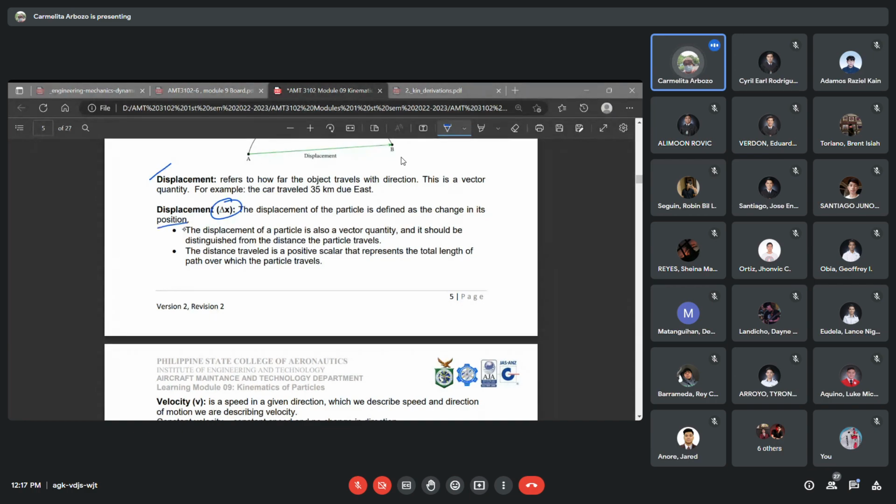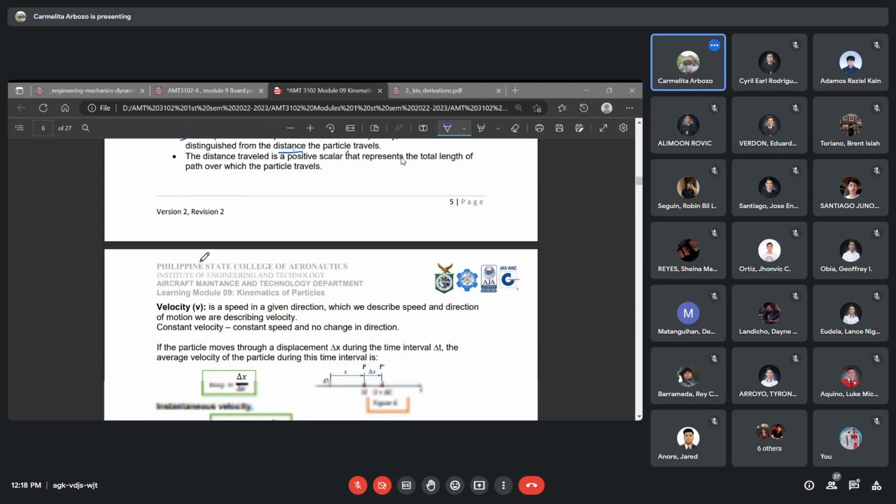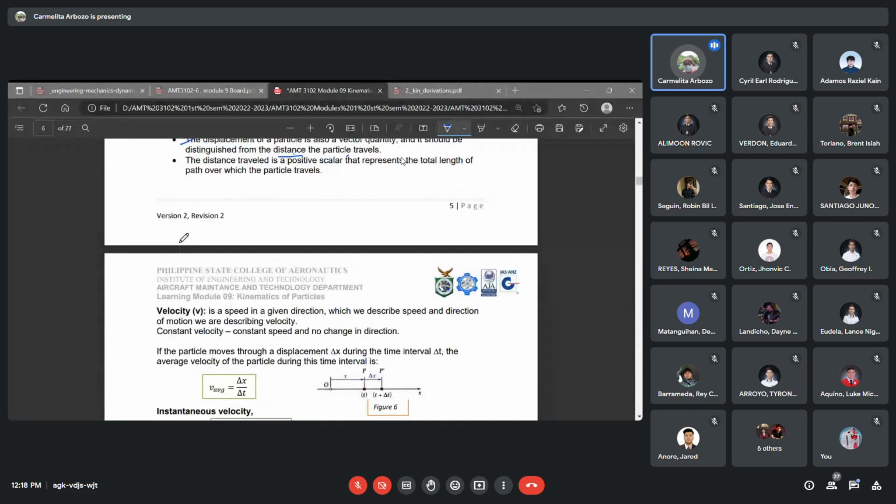Yan, displacement. So the displacement of a particle is a vector quantity and it should be distinguished from the distance the particle travels, no? And the distance traveled is positive, is a scalar that represents the total length which the particle travels.